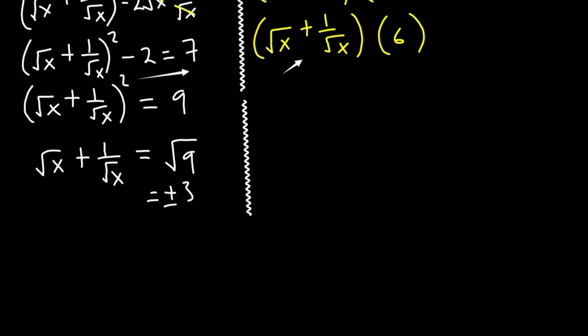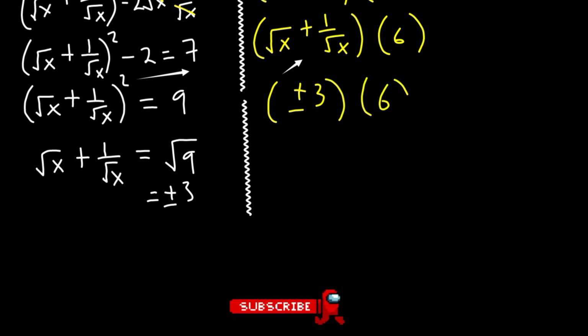So therefore we can substitute this value. Now instead of root x plus 1 over root x, we just write plus or minus 3, and that multiplies 6. And therefore our final answer would be 18 and minus 18.